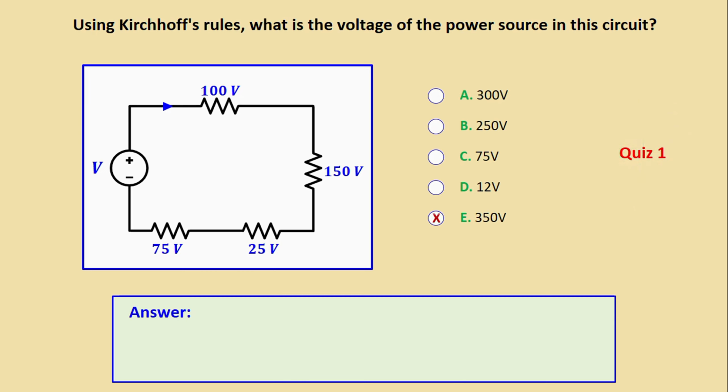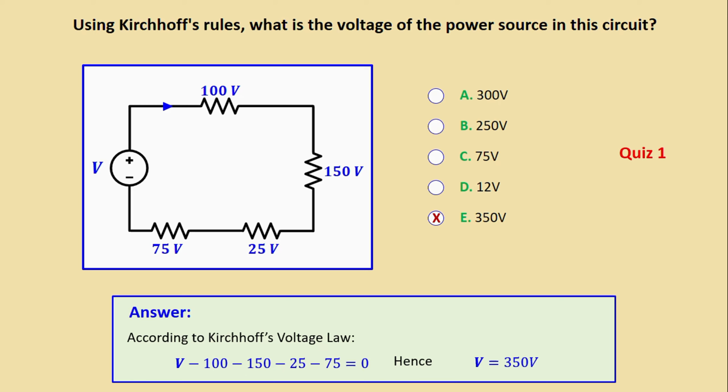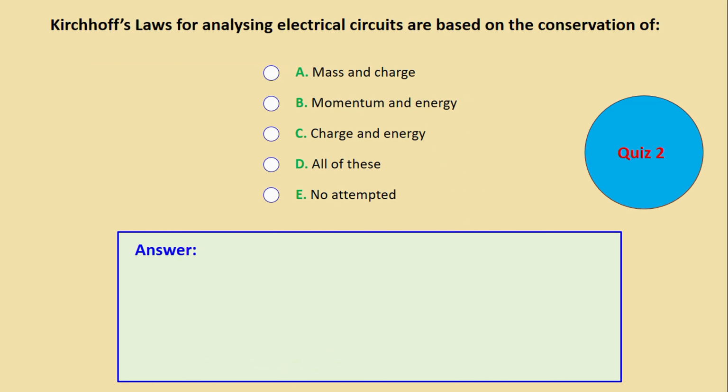Let's go to the answer. Answer E is the correct answer, 350 volt. By applying Kirchhoff's voltage law, we can write V minus 100 minus 150 minus 25 minus 75 is equal to 0. That means V is equal to 350 volt. Let's go to quiz number 2.